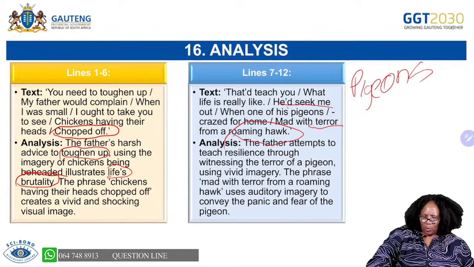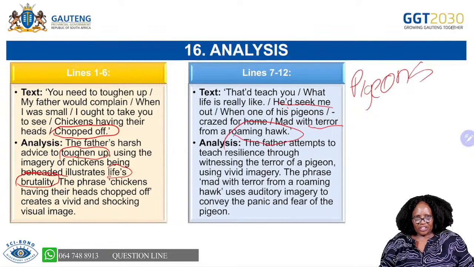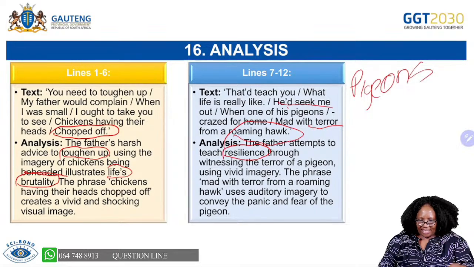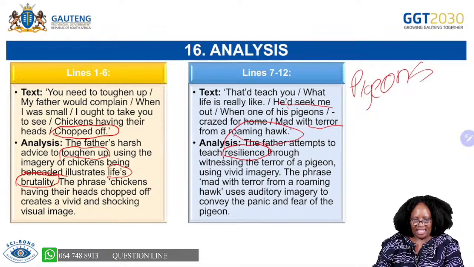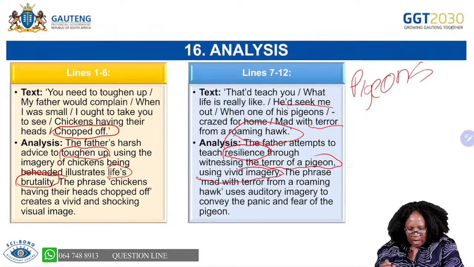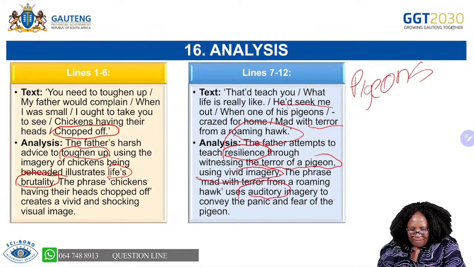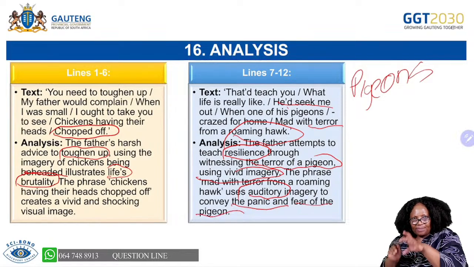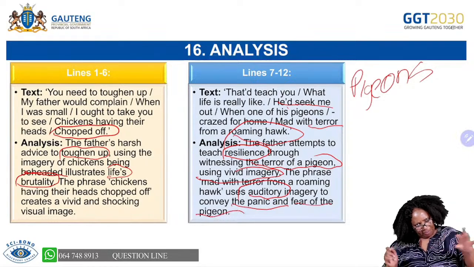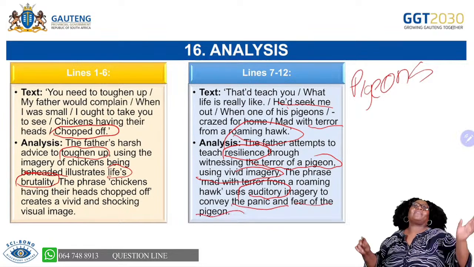What is the father trying to do here? The father is trying to teach his daughter resilience through witnessing the terror of a pigeon, using vivid imagery: "met with terror from a roaming hawk." It uses auditory imagery to convey the panic and fear of the pigeon. The pigeon was chased by what? By a hawk. So what does it do now? It flies back home, and it's terrifying.